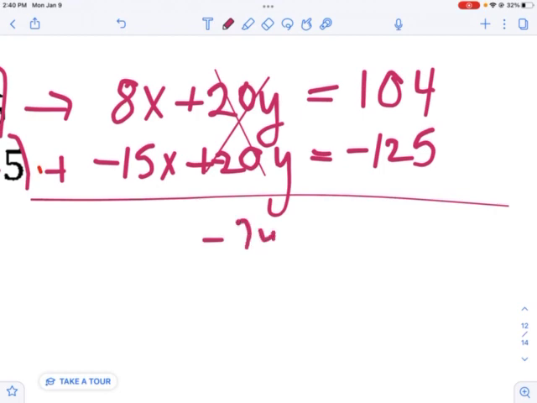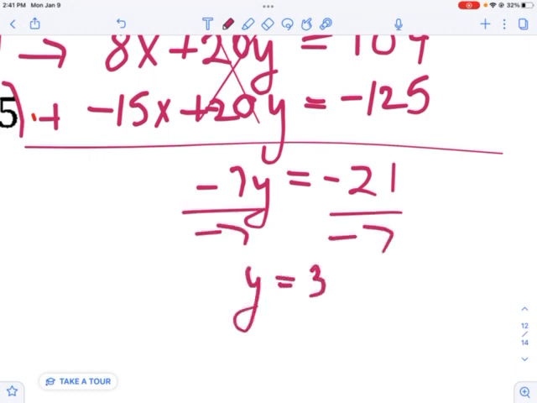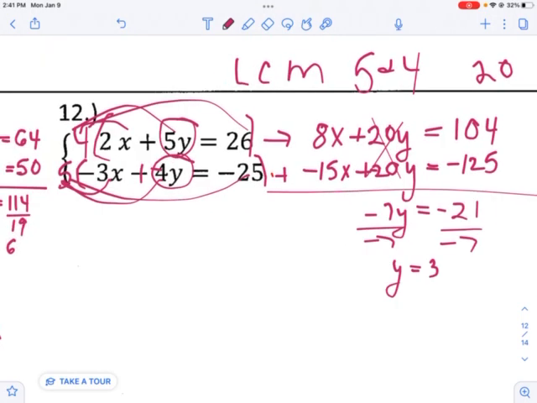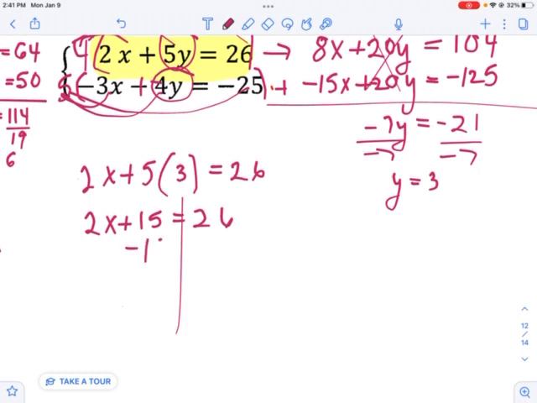Again, back up into one of my typed equations. I'm going to choose my first one. No negatives. So 2x plus 5y, I'll substitute 3, equals 26. 2x plus 15 equals 26, minus 15. 2x equals what, 11? And so then x equals, if I divide by 2, I'm going to get a decimal, 5.5. Let's see if that's right. 5.5, comma 3.